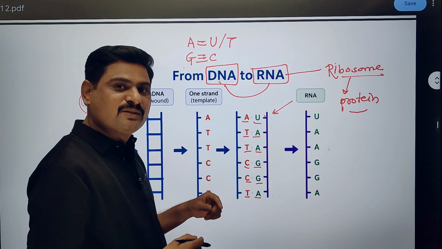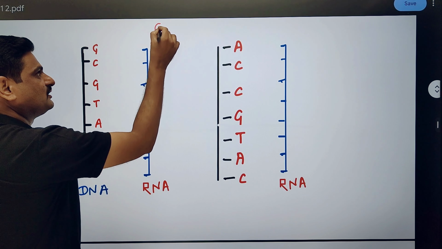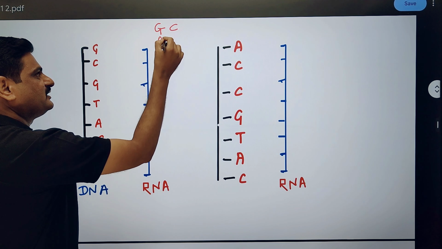In this transcription process, the main thing you have to understand is how to make the complementary sequence. Let's do it. What are the rules? Just now we discussed: G is always paired with C, and A is always paired with U, where it is paired with T in DNA. Okay. Now suppose this is one DNA strand and I am going to make an RNA here. Can you tell the sequence? What sequence will come for the RNA?